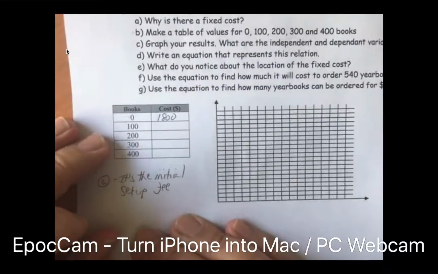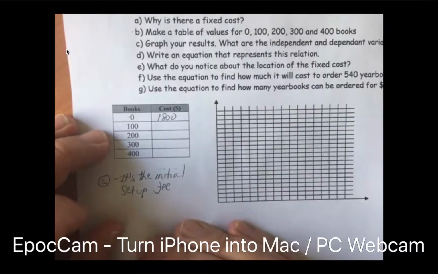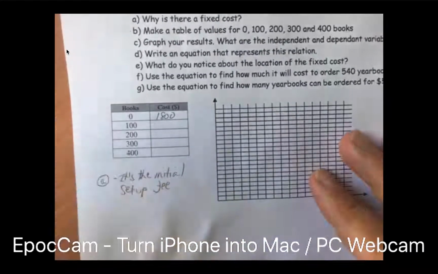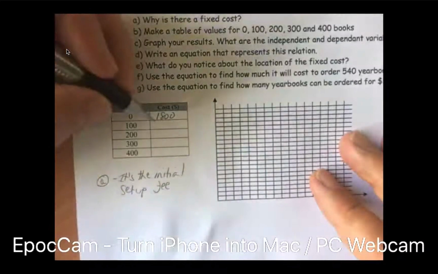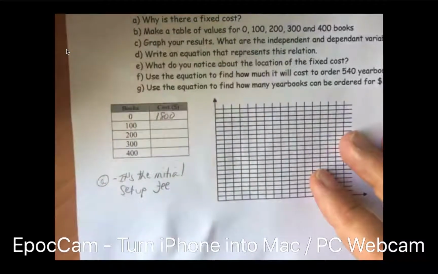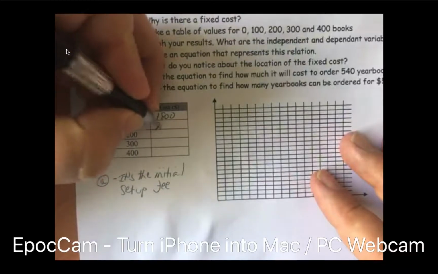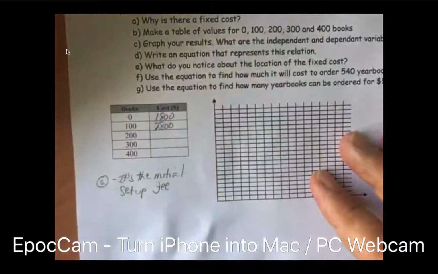If we sell 100 books, well, it's $10 per book. So 100 books at $10 per book is 100 times 10. That's 1,000. So we have to add that $1,000 on to the initial 1,800. So that's going to give us 2,800.